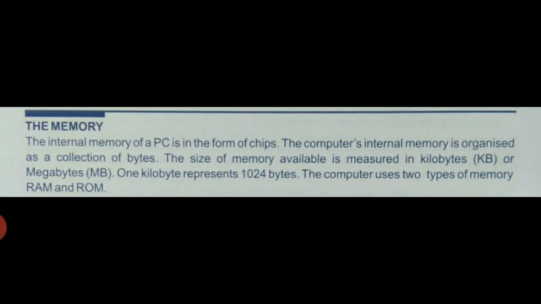Next one is the memory. The internal memory of the PC is in the form of chips. The computer's internal memory is organized as a collection of bytes. The size of memory available is measured in kilobytes, that is KB, or megabytes, that is MB. 1 kilobyte represents 1024 bytes. The computer uses two types of memory, that is RAM and ROM.